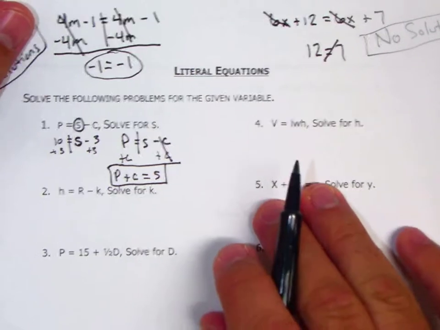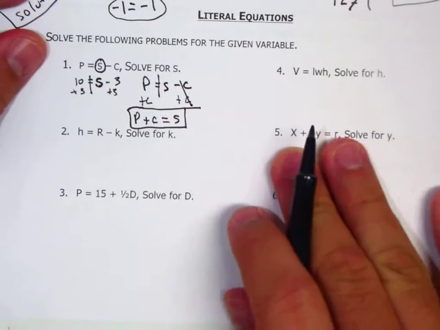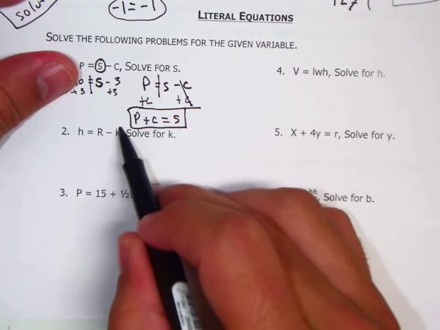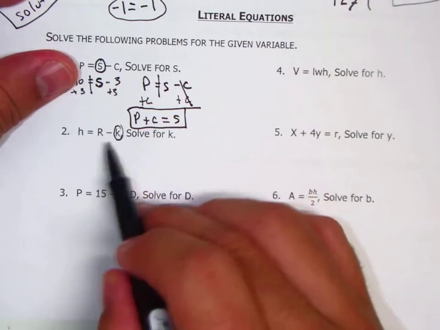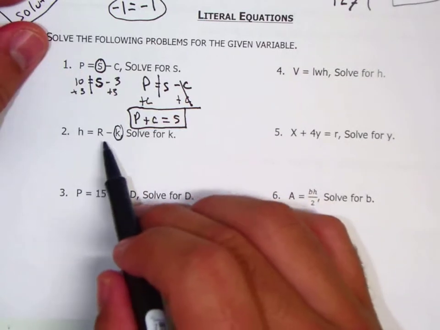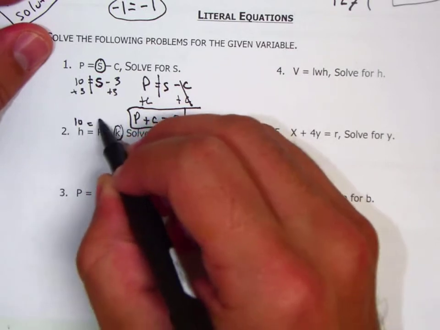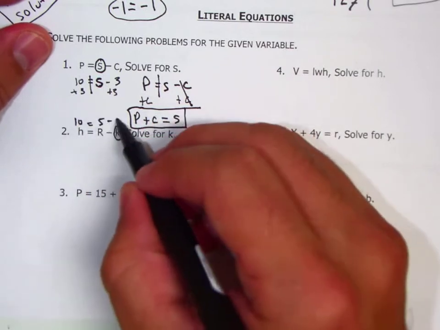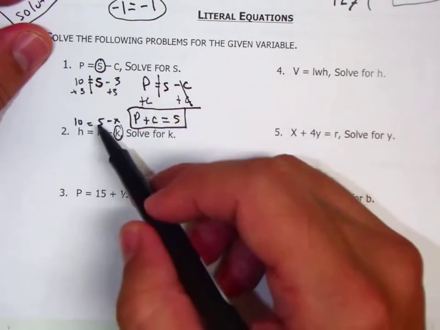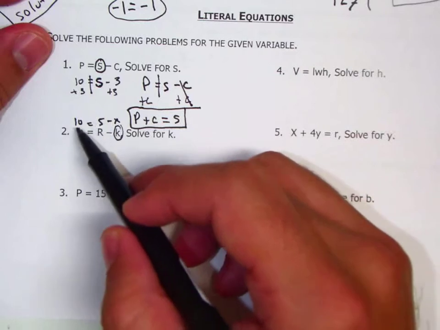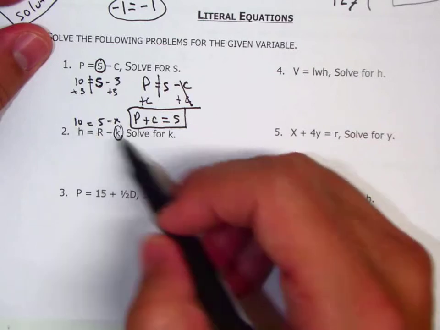Okay. Now let's look at number 2. Same thing. Solving for K. If we put values in here for them, you know what to do. If this H were a 10 and equals, and this R were a 5 minus X, we would know that I need to move this over, and so I would subtract the 5 over.